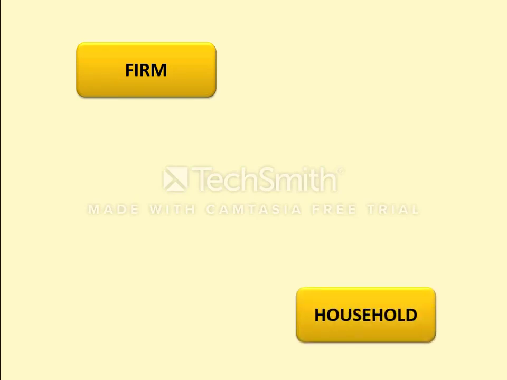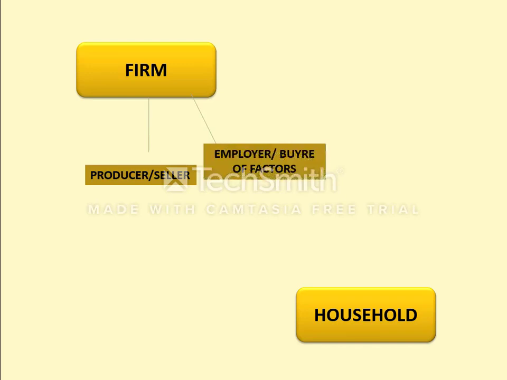At an individual level, the firm and the household perform various roles in the economy. A firm is a producer, but to produce, they have to employ the four factors of production. So they also act as an employer. But to employ and pay these factors, they need to invest money in the business. So they also act as investors.